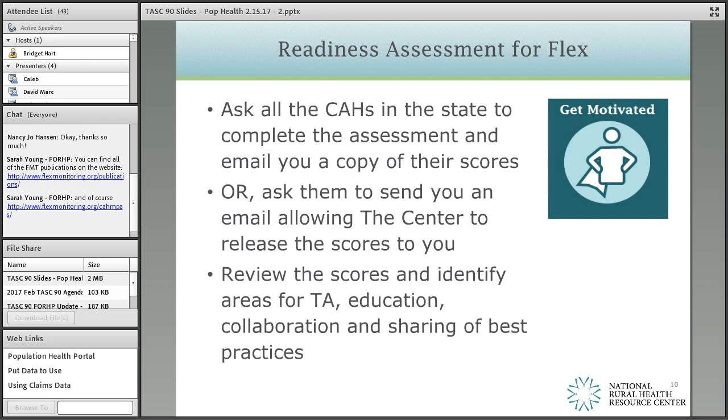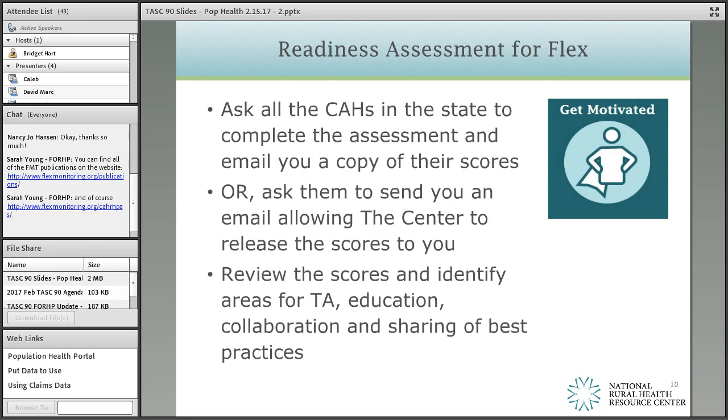And with Flex programs, how we're envisioning that you all could utilize the readiness assessment is asking CAHs in your state to complete the assessment and email you a copy of their scores, or ask them to send you an email allowing the center to release their scores to you. And actually, we're working with one state Flex program where they're truly building this as part of their population health needs assessment. So the hospitals are agreeing to all complete the assessment and allowing us to roll that up and share that with the state Flex program.